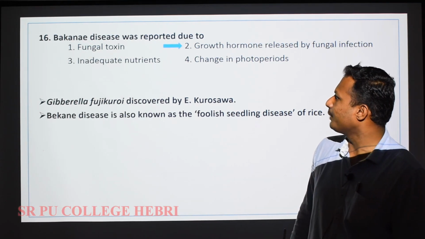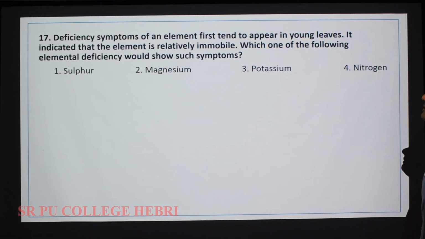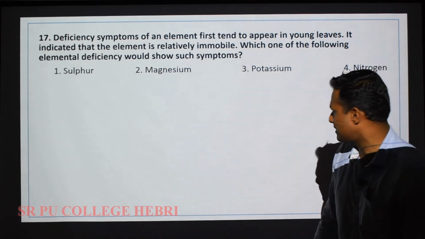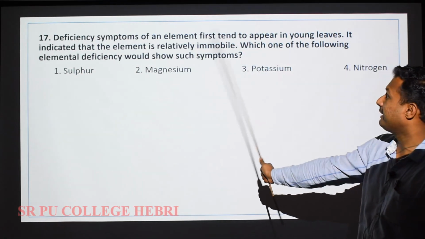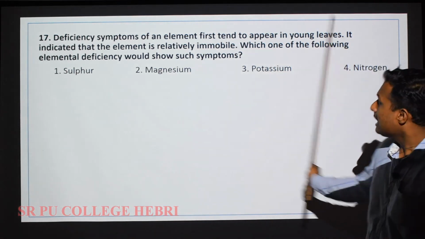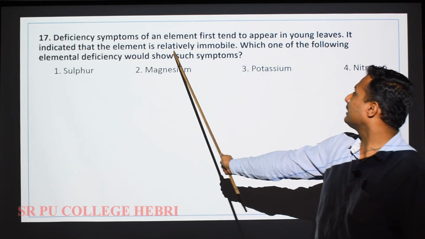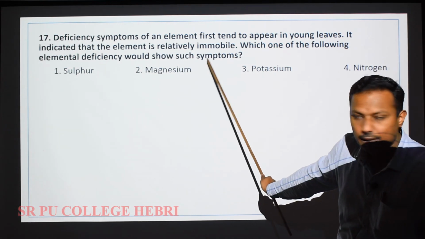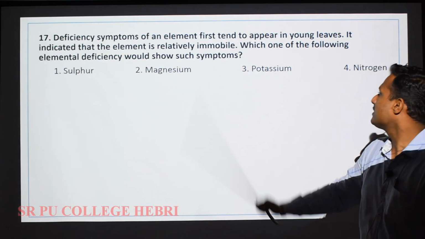Going for the 17th one, deficiency symptoms of an element first tend to appear in young leaves. So read this correctly once. Deficiency symptoms of an element first tend to appear in the young leaves, not in the older parts of the plant. It is indicated that the element is relatively immobile, right? So which one of the following elemental deficiencies would show such symptoms?